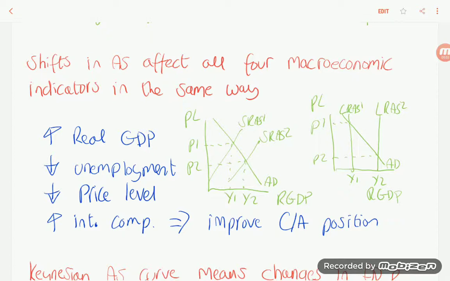On the other hand, a decrease in AS would worsen the state of all four macroeconomic indicators. So if you look at the long run aggregate supply curve, where I've got it shifting from LRAS1 to LRAS2, if LRAS increases, then you get similar results. For example, if it shifts to LRAS2, then you're going to get the output increasing, the price level falling, the balance of payments should improve as you've got a lower price level, and you should have higher levels of employment.